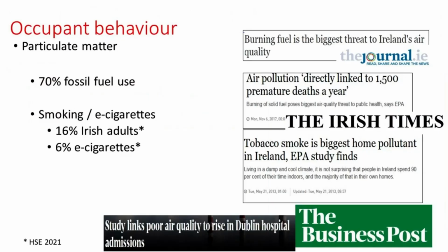If we look at occupant behaviour, particulate matter is a good example of a pollutant that's generated through anthropogenic activities mainly. We know in Ireland, for example, 70% of the residential sector is reliant on fossil fuel, and we burn fossil fuels to generate PM. Smoking is another activity, especially for tobacco-based products. When that occurs indoors, it totally dominates the particulate loading. And then, of course, we have e-cigarettes as well. And there are other activities like candle burning, incense, cooking. All of these activities generate particulates.